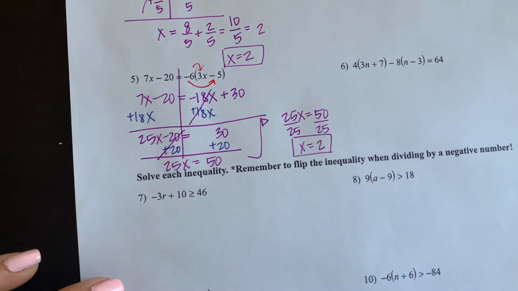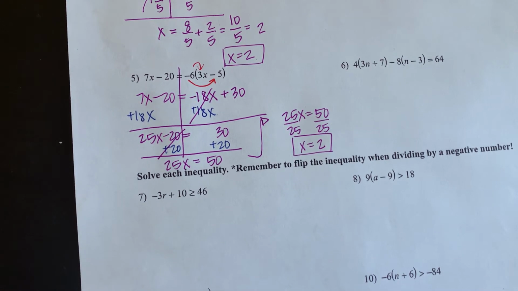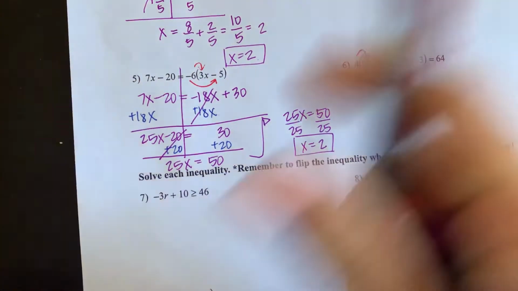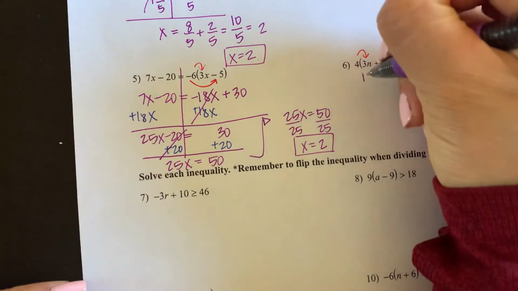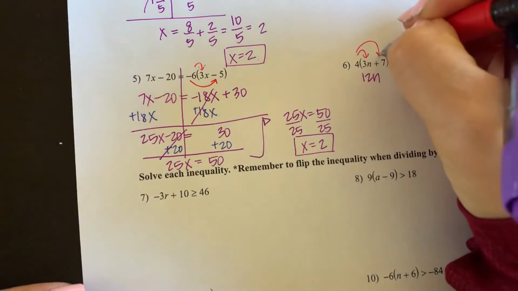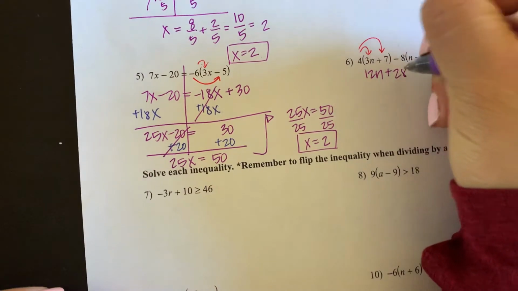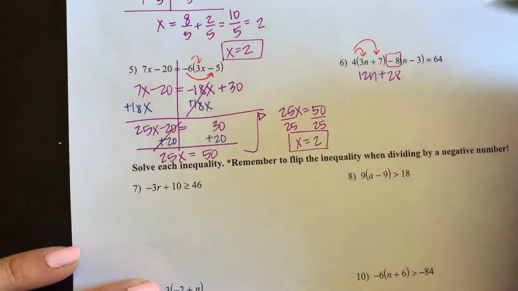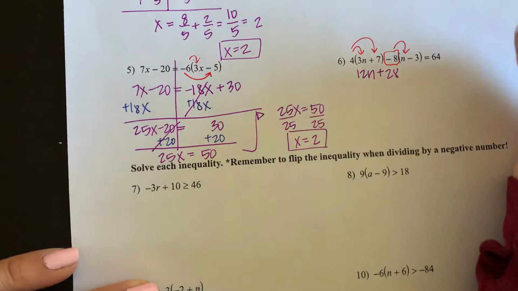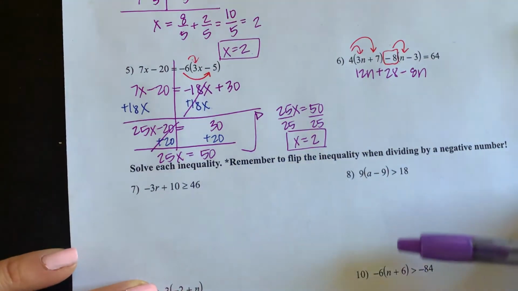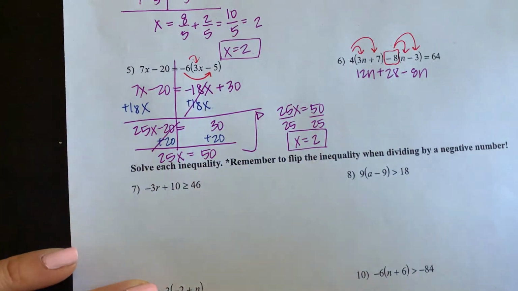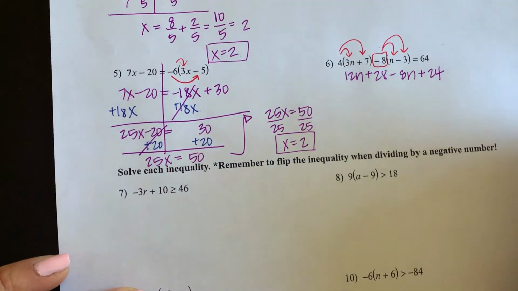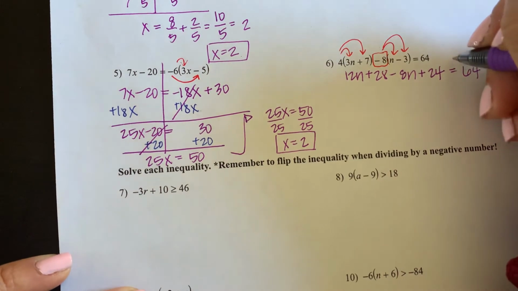Number 6 looks like there's a lot going on, but go ahead and just break it down. Start off with distributing. So just like the previous example, we're going to go ahead and multiply 4 times 3n, which is 12n. 4 times 7 is 28. Be careful of this guy. This is a -8. -8 times n is -8n. -8 times -3 is positive, because a negative times a negative is +24, equals 64.